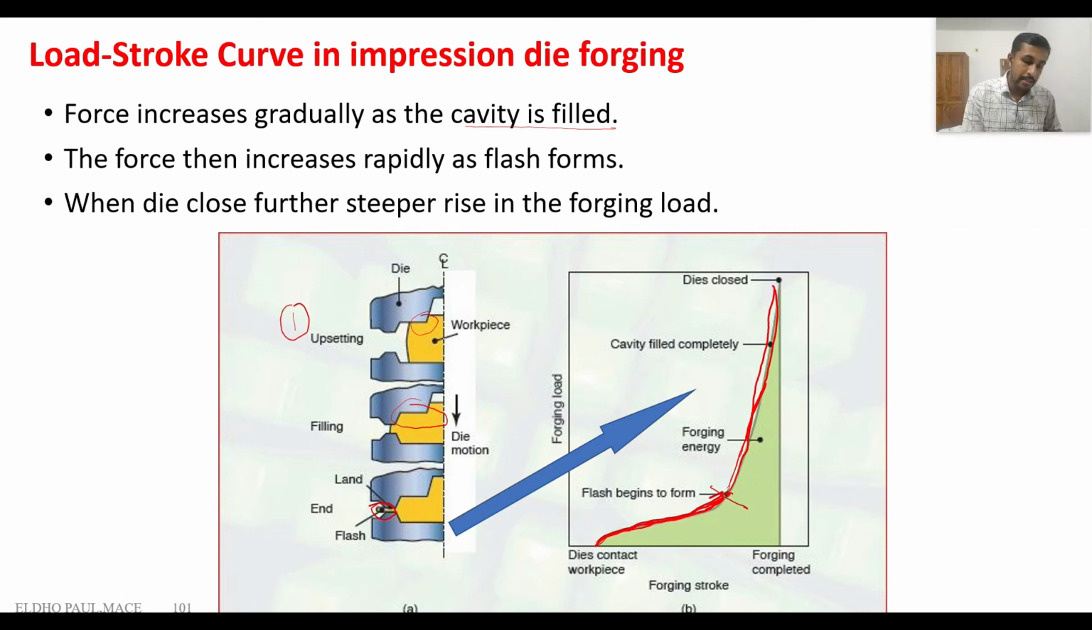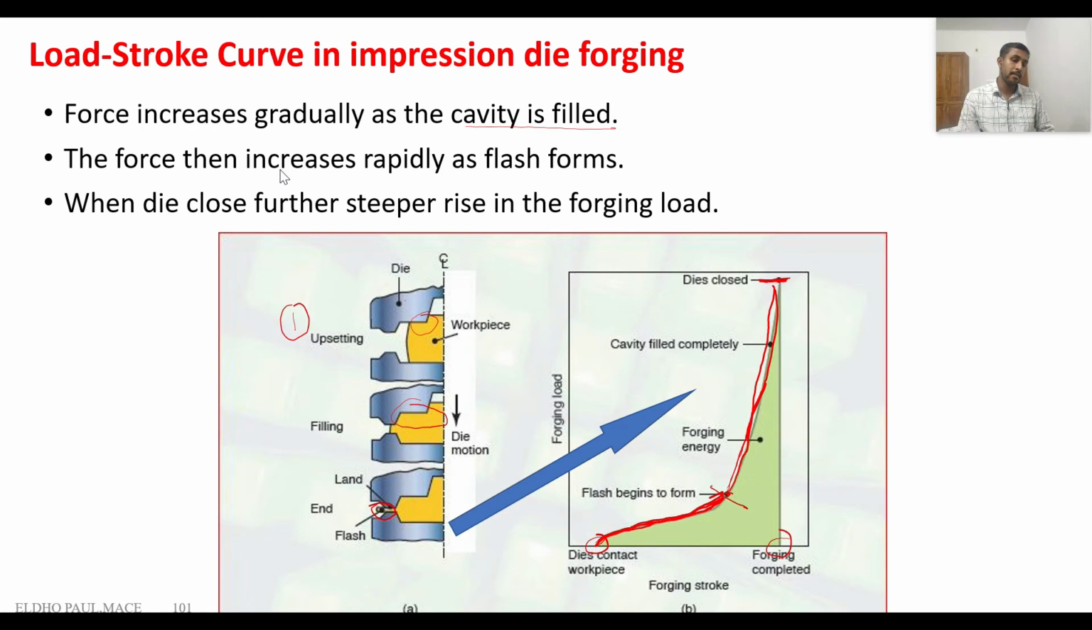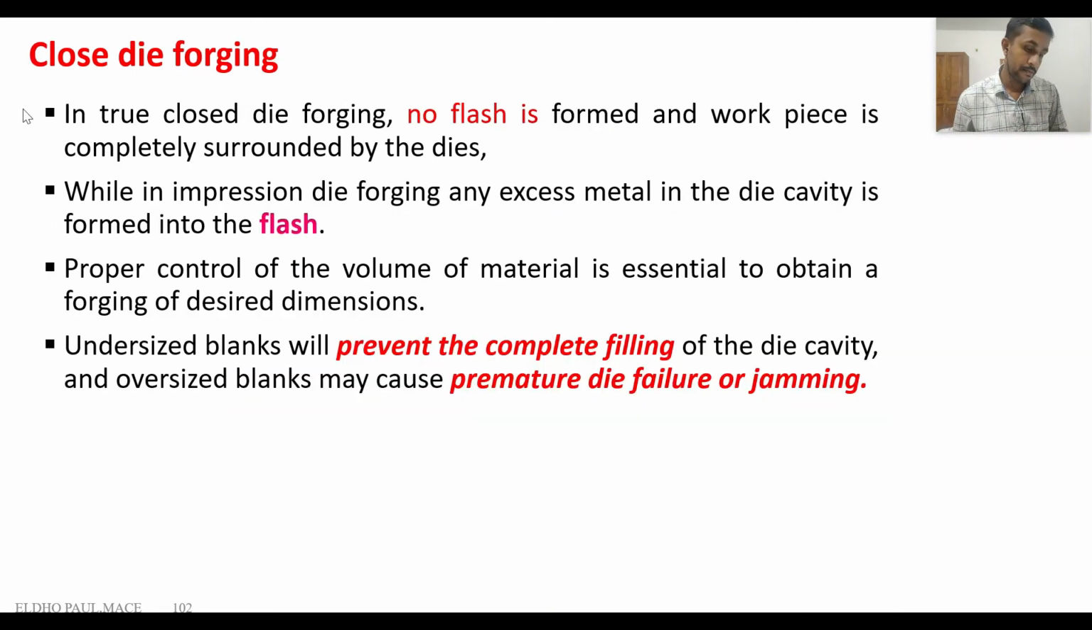So this is the starting point of contact of die and workpiece. This is the completion of forging. At the end of the forging, we require the maximum amount of force, when the die is completely closed, but the initial stage requires the minimum amount of force. So this is the variation or distribution of the force as the die approaches, during impression die forging.